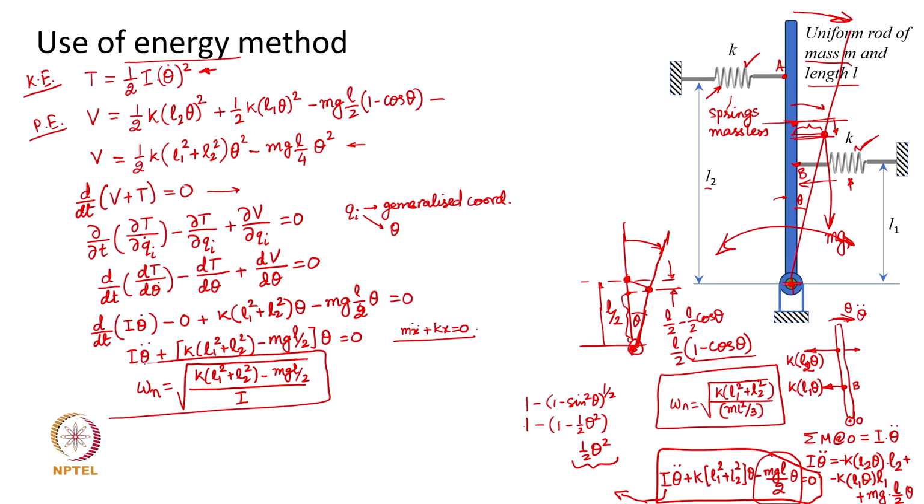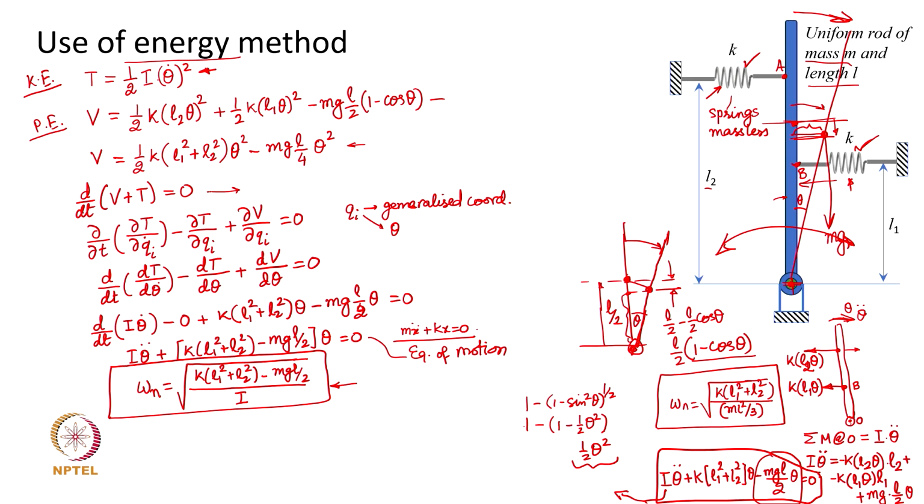We expected to get the same expression irrespective of the method of getting the governing equation and the natural frequency. So, this is the governing equation of motion, and the natural frequency is obtained as you see here. Things are fine, and there are some interesting things that we can obtain from here.